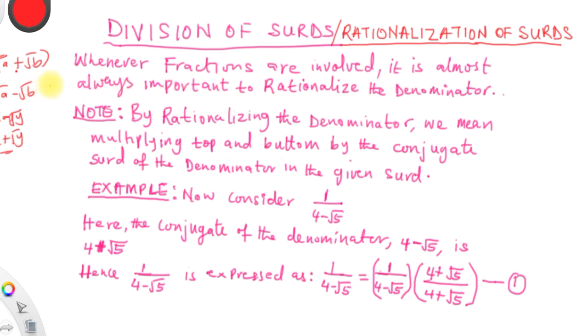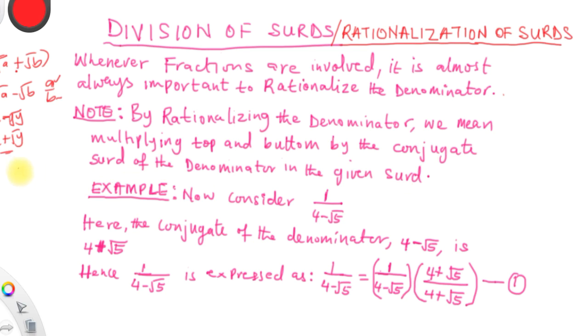We already know what fractions are. For example, if you have A over B, then you know this is a fraction. This is called the numerator, and this is called the denominator. So when we are given fractional surds, it is almost always important that you rationalize the denominator of that given fractional surd. So what do we mean by rationalizing the denominator? By rationalizing the denominator, we mean multiplying the top and bottom by the conjugate surd of the denominator in the given surd.